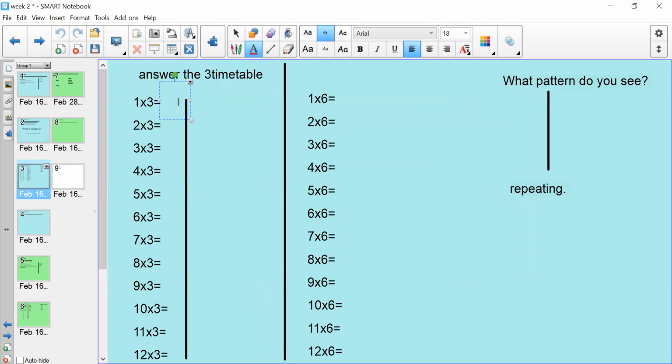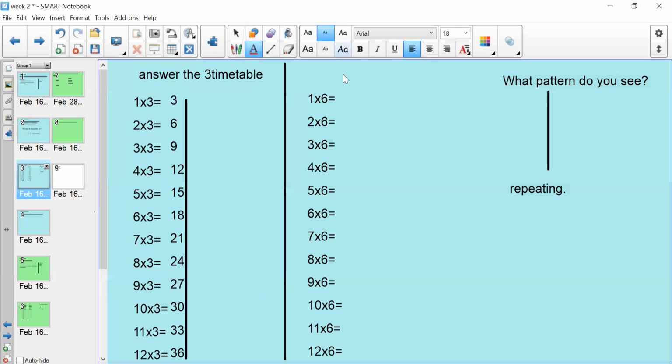So we've got 1 times 3 is 3, 2 times 3 is 6, 3 times 3 is 9, 4 times 3 is 12, 5 times 3 is 15, 6 times 3 is 18, 7 times 3 is 21, 8 times 3 is 24, 9 times 3 is 27, 10 times 3 is 30, 11 times 3 is 33, and 12 times 3 is 36.